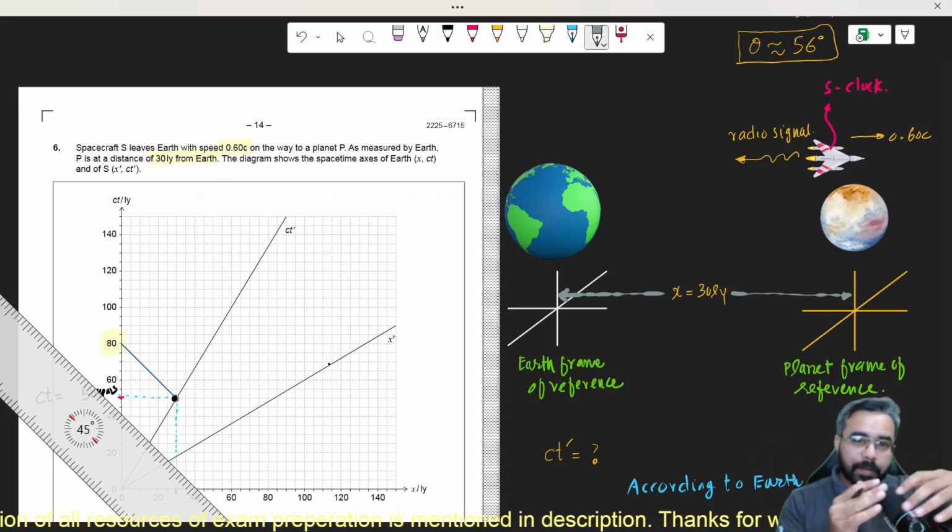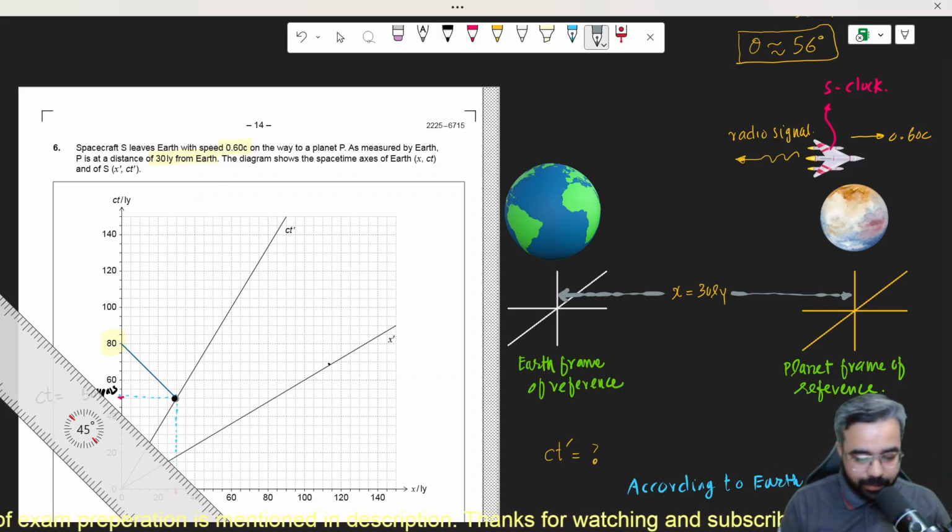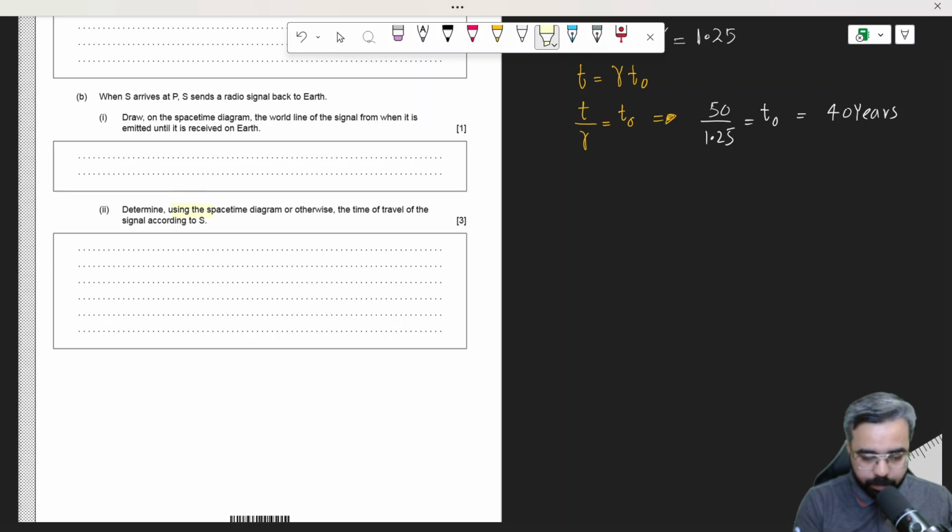According to the person in a spaceship, it will be different. Let's see what that is. So students, our question is: determine, using the space-time diagram or otherwise, the time of travel of the signal according to S. Otherwise means you can use the Lorentz transformation equation as well. S is our spaceship, right? Now it took 80 years according to the Earth. Now I will explain it with the help of two methods, so kindly stick to the video till the last minute. This is one of the most important questions, and I hope I will be able to eradicate all the confusion. So here is method one, right?